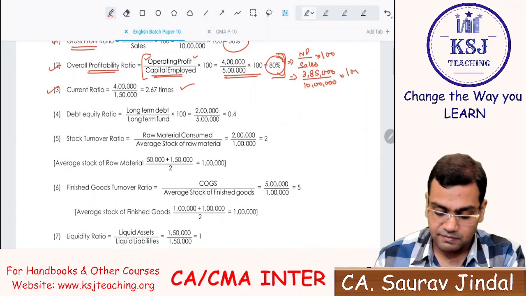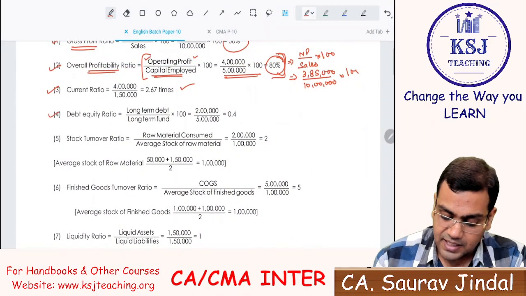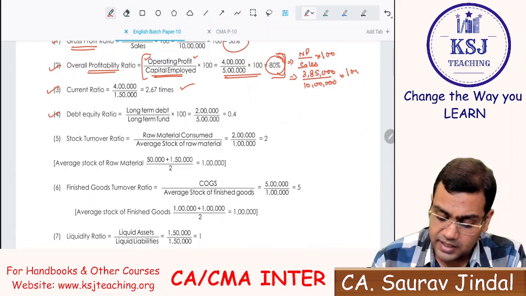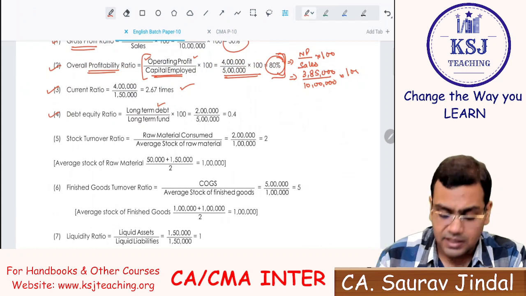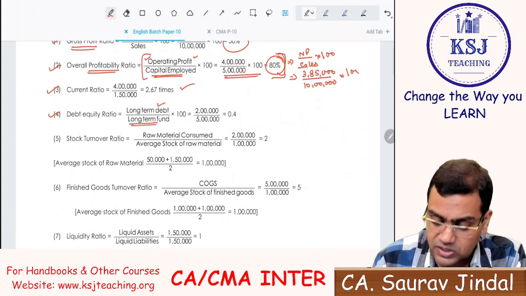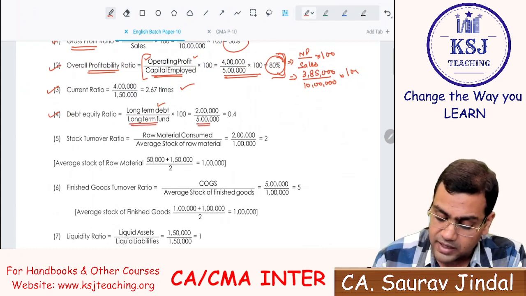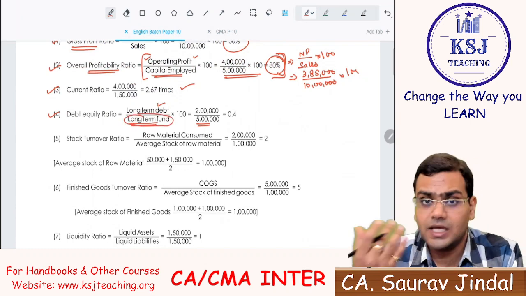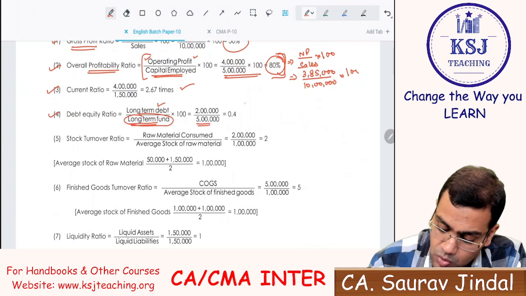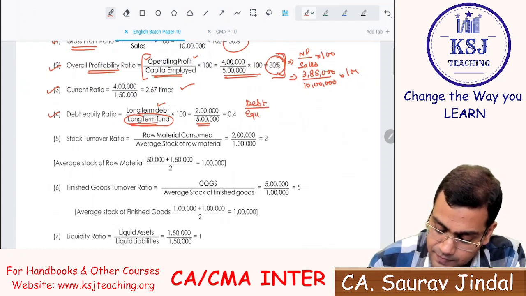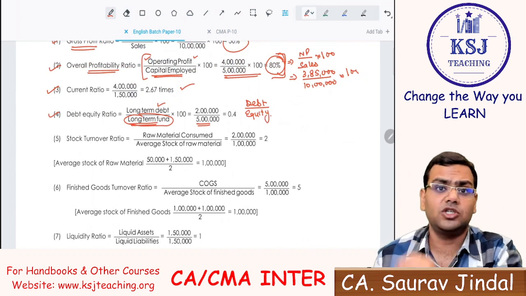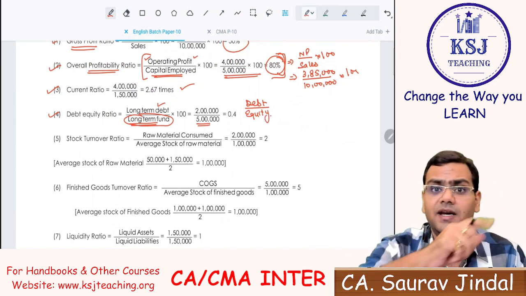Next part, be very careful. He says the debt equity ratio. Now, when you are talking about debt equity, he says long-term debt. Fine, sir. Divided by long-term funds, 5 lakh, 2 lakh divided by 5 lakh. Sir, how can you take all the funds in the debt equity? Sir, you are talking about debt divided by equity, right? You are talking about debt equity ratio. You are talking about debt divided by equity.